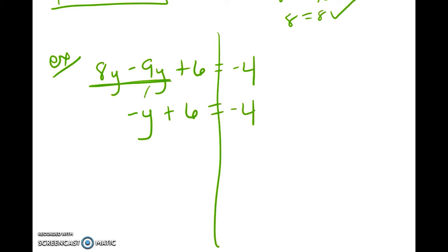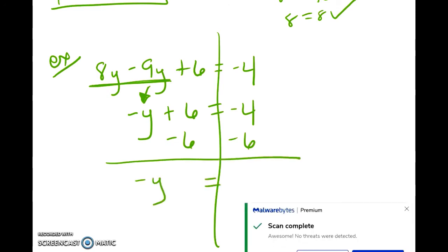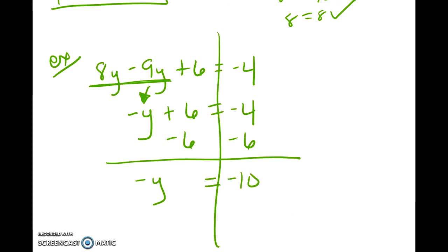Now I identify the variable I'm solving for here, and I'm going to subtract 6 from both sides, right? We're going to add or subtract away. So negative y now, oops, sorry about that, equals negative 10. Again, jump on your number line. You're at negative 4 and you're taking away 6. You're going this way. It's going to be negative 10.